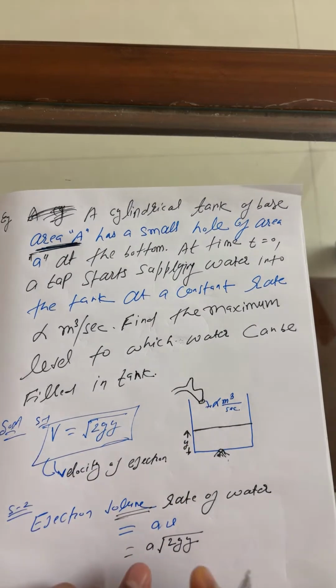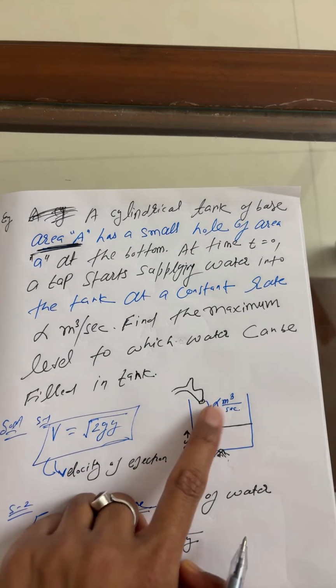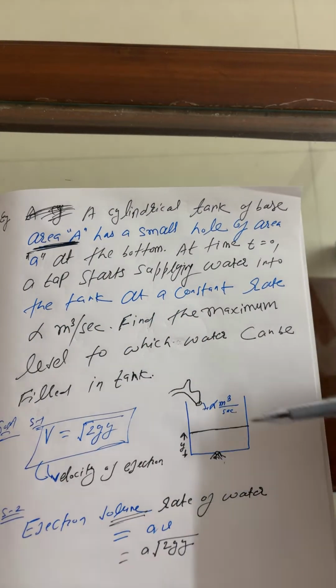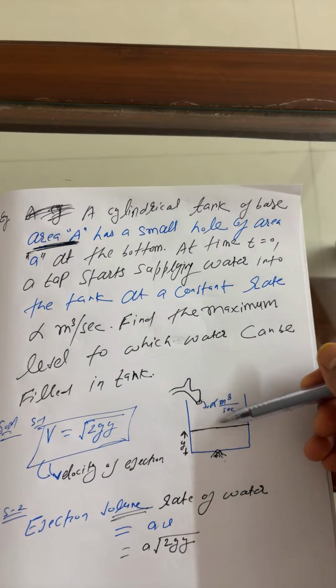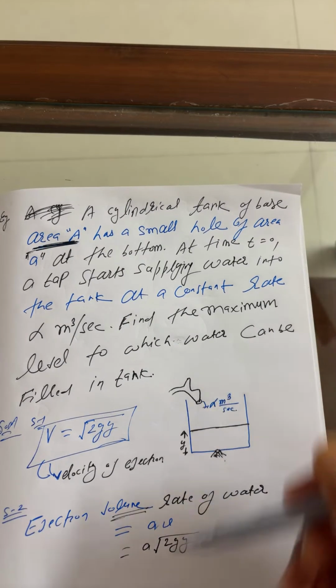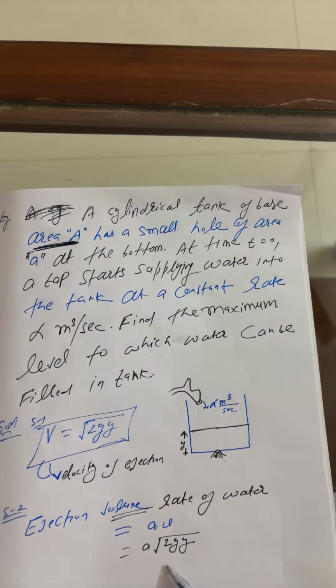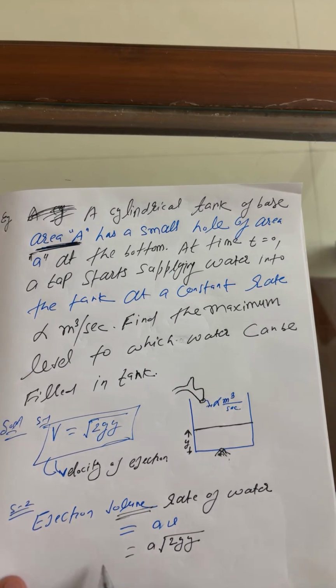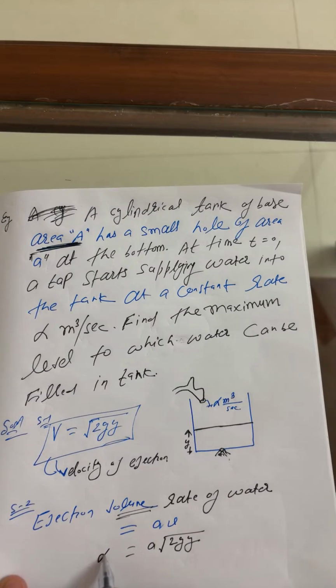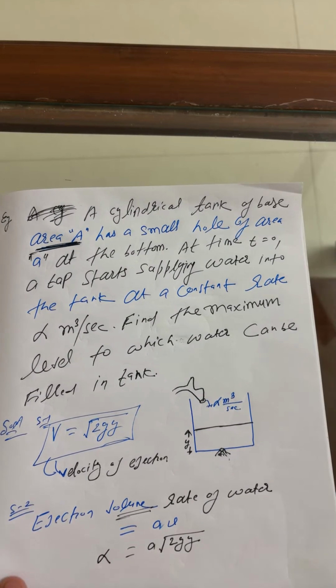And what is this entire term equal to? Alpha. Because if water is coming into the container at alpha meter cube per second, this remains constant, which equals alpha. So beta, you can write this equals alpha.